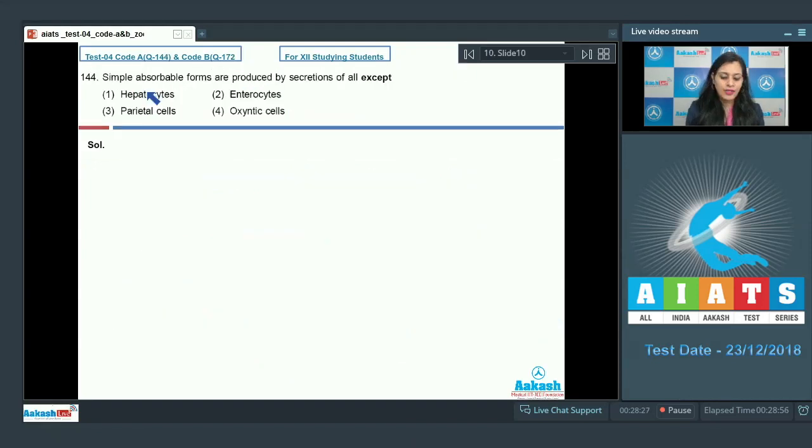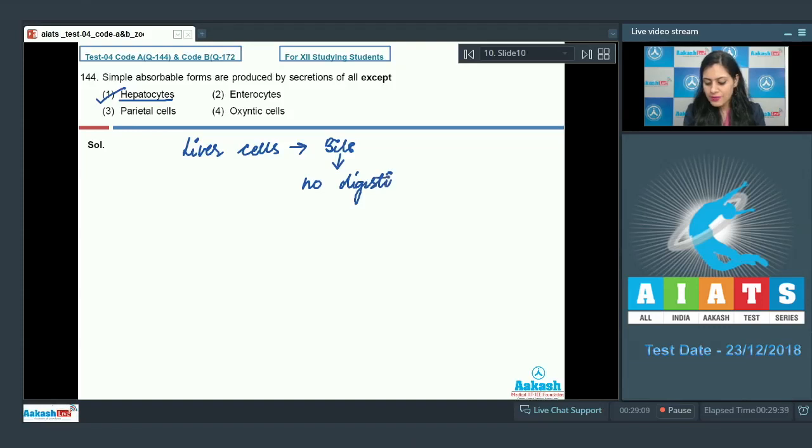Let's discuss our next question. Question number 144. Simple absorbable forms are produced by secretions of all except. And the very first option given is hepatocytes, and this is a correct answer to our question because these hepatocytes, also known as liver cells, they'll secrete bile. And this bile will have bilirubin, biliverdin, and bile pigments, but no digestive enzymes. So the secretions of hepatocytes will not form any simple absorbable forms.